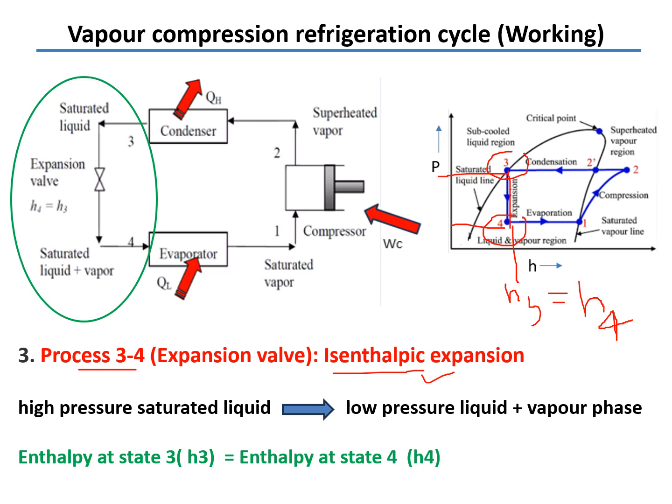Okay, so here at 3, we have the saturated liquid, and when you see the 4 point at that particular pressure, that is in between the saturated liquid and the saturated vapor, somewhere here. So it is a low pressure liquid plus vapor phase, and definitely you see the liquid part is more than the vapor part. Okay, so here the enthalpy at 3 is the enthalpy at 4.